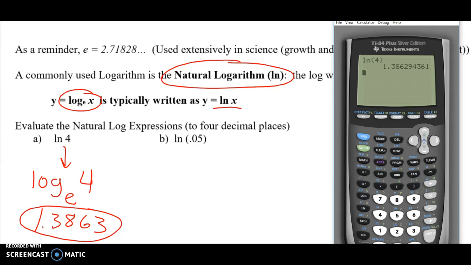Now you could also, just to show you, go to the math menu and then scroll up. Remember how to get to the log base from last class? So log base, and then you could type in the number e, it's right above the division sign, second divided by. Log base e of 4 is the same thing, it's 1.3863. Math up. Same thing we did last class to get to log base.